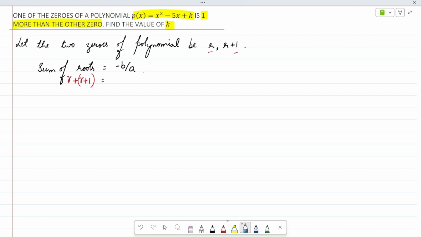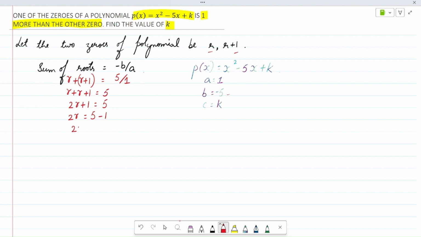What does that mean? I have an equation here which is p of x equals x square minus 5x plus k, from which I get to know that a is 1, b is negative 5 and c is k. So replacing the same thing over here, minus b, which is minus of minus 5, that's positive 5, by a, which is nothing but 1. So now I can write r plus r plus 1 equal to 5. That's 2r plus 1 giving me 5, so 2r equals 5 minus 1, which is 4, and r equals 4 by 2, which is 2.